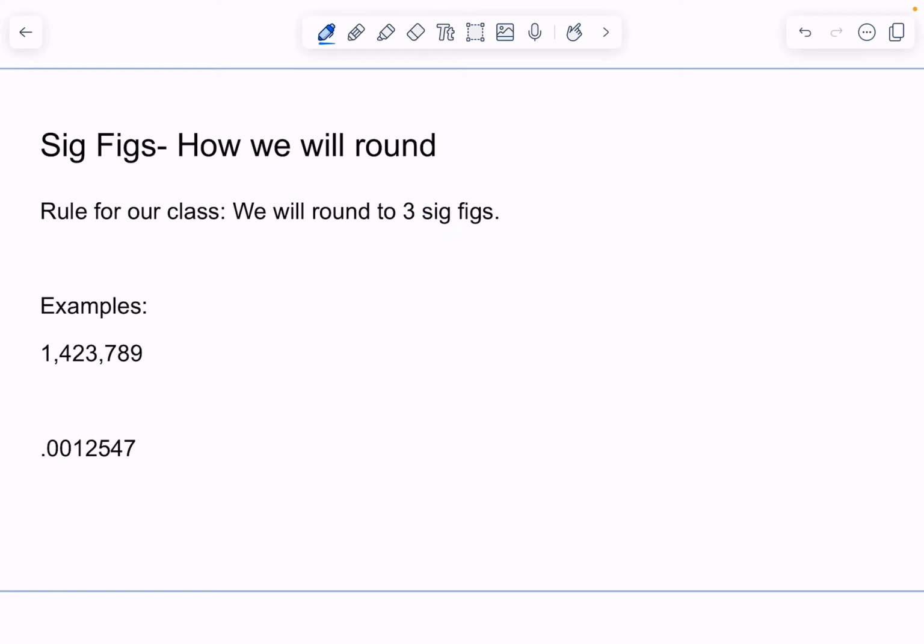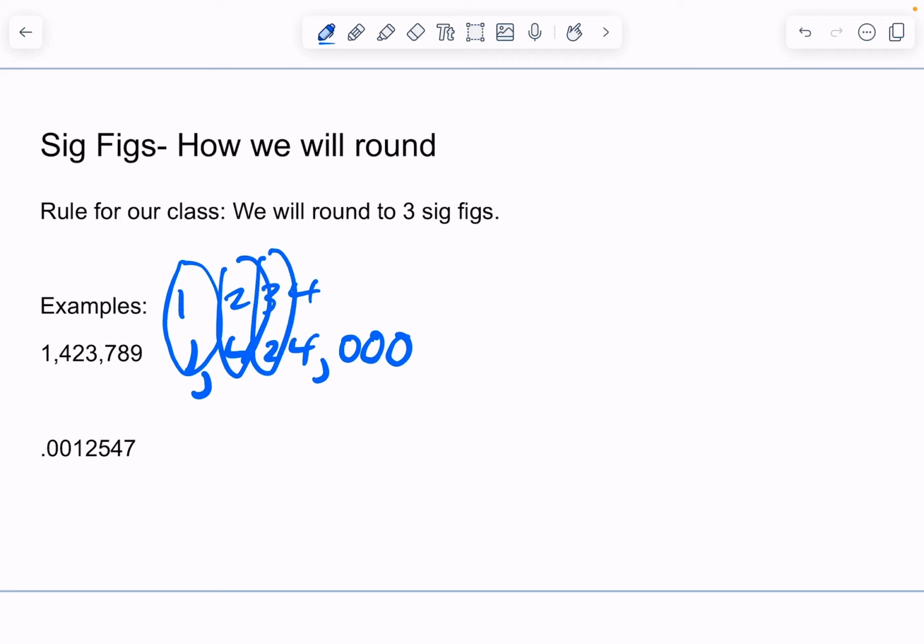So let's say I have this as an example, 1,423,789, and we should do a significant figure of 4, okay? Well, if it was supposed to be 4, I would do 1,424,000 as my answer. This would be 1, 2, 3, 4 significant figures right here, okay? But for our class and our rule, we are going to always go to 3 sig figs.